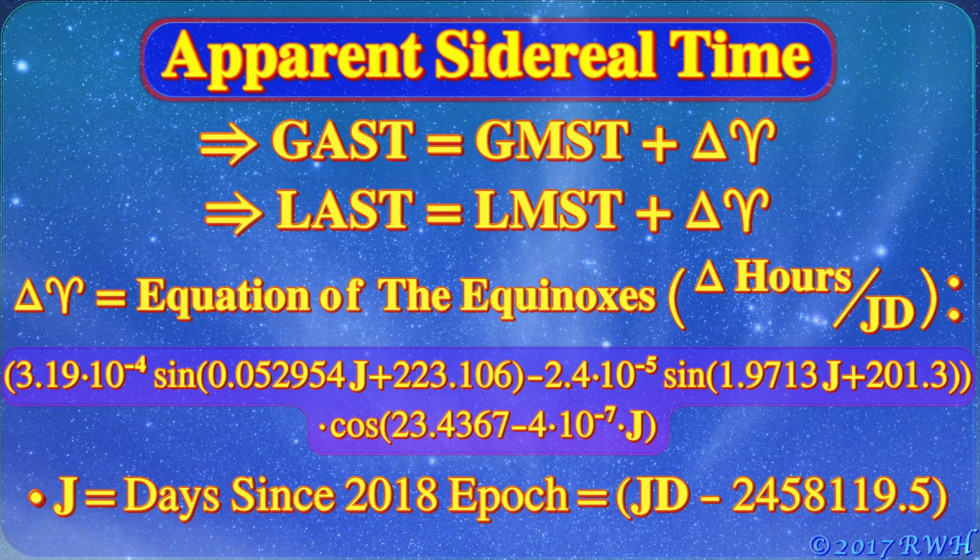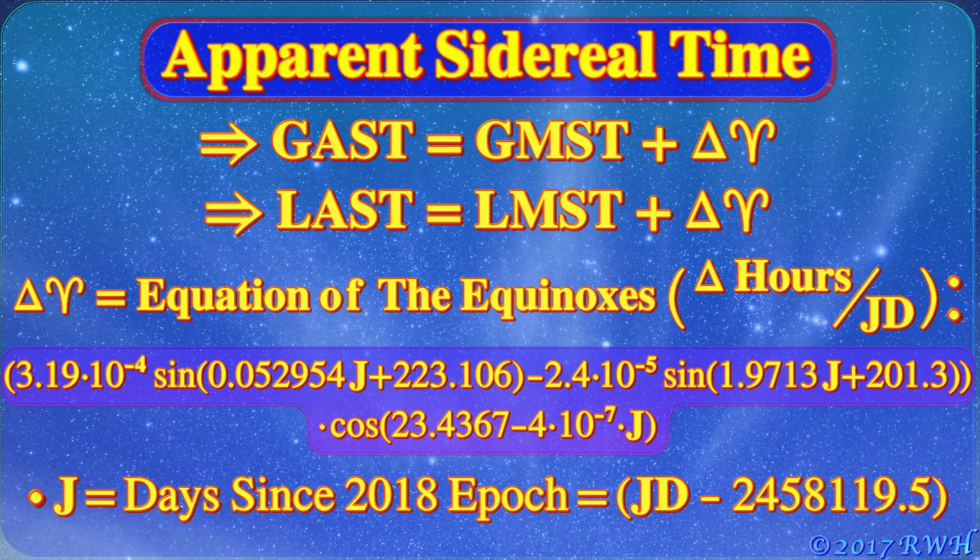The variable j used in this equation is the number of Julian days which have passed since the 2018 epoch used in our earlier examples. To find the value of j, convert the desired date and time into the Julian Day Number via the equation used previously or via the calculator link, then subtract the Julian date of the 2018 epoch, which is equal to 2,458,119.5. This will give the time offset relative to the epoch in units of Julian days.